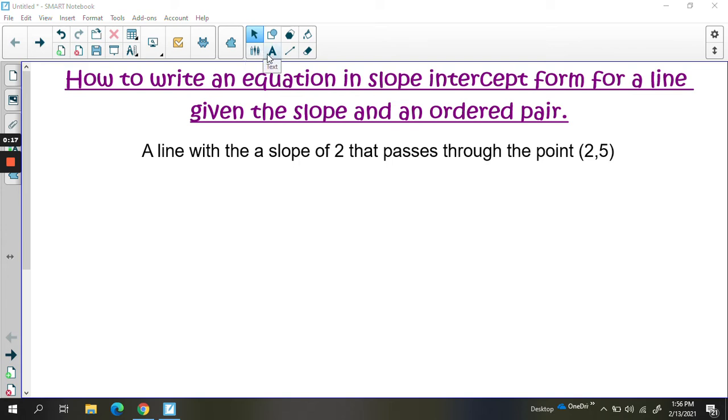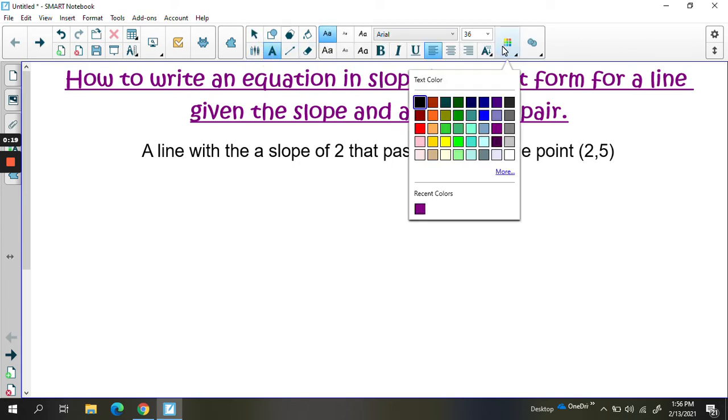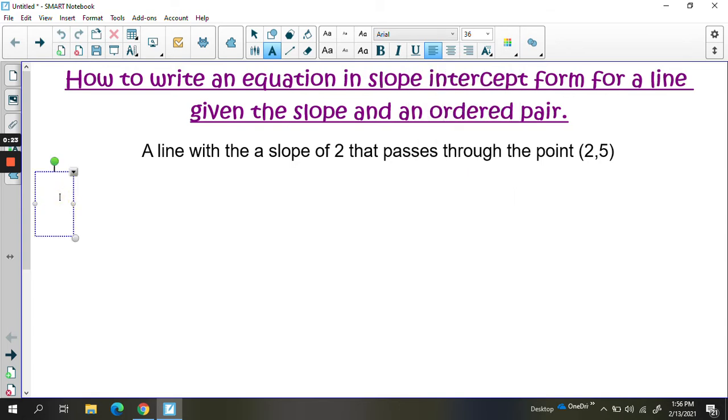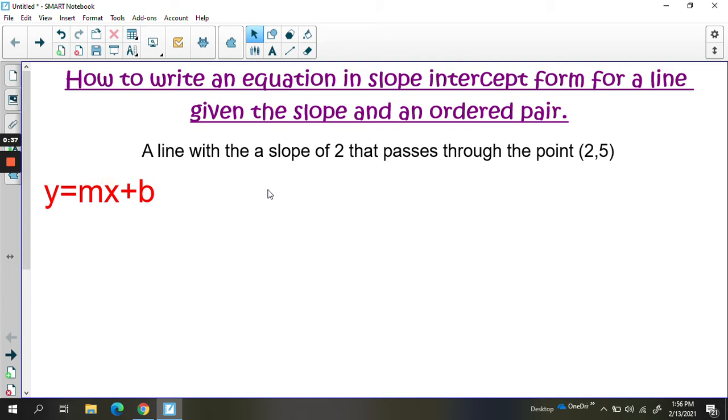First things first, we need to identify and remind ourselves what slope-intercept form is so that we can write our equation. So we're going to recall that slope-intercept form is the equation y = mx + b. Once we recall that information, we can go ahead and begin writing our equation. The first thing that we're going to do is use the information that we were given to substitute into this equation.